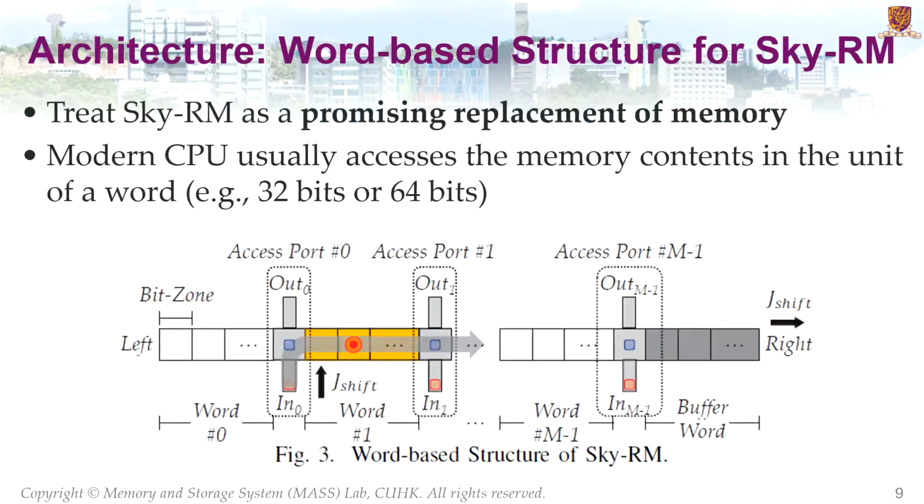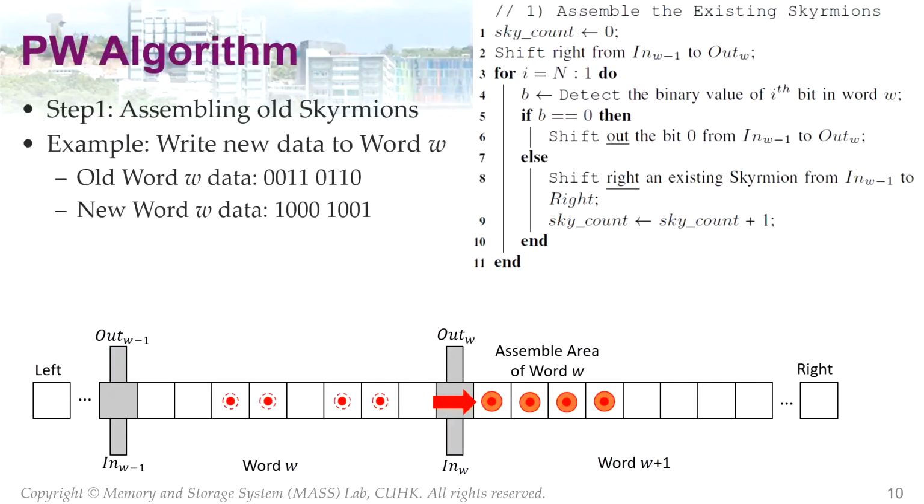And our PW strategy is developed based on this word-based structure for the Skyrmion racetrack memory. Because our design mainly treats the Skyrmion racetrack memory as a promising replacement of main memory, and the modern CPU usually accesses the memory content in the unit of a word, like 32 bits or 64 bits. So in this word-based structure, every word is associated with one access port for its data rewrite, and it will use the space of the right word as the assemble area. And the following shows the details of the proposed algorithm. In general, the PW algorithm can be divided into 3 steps.